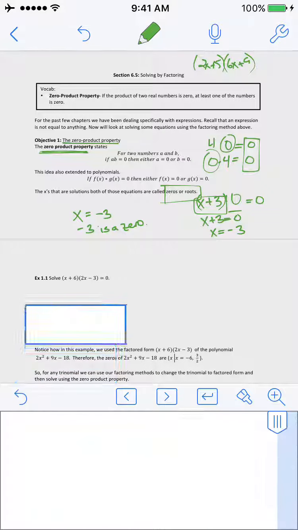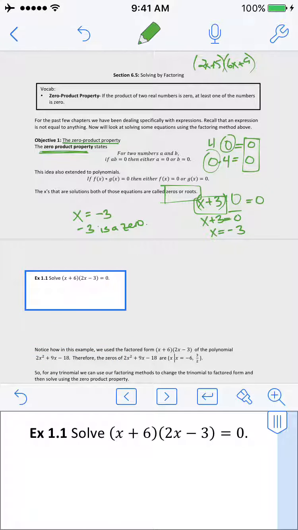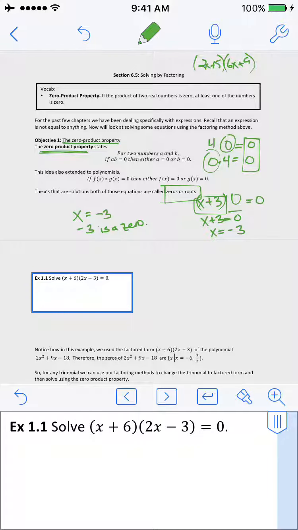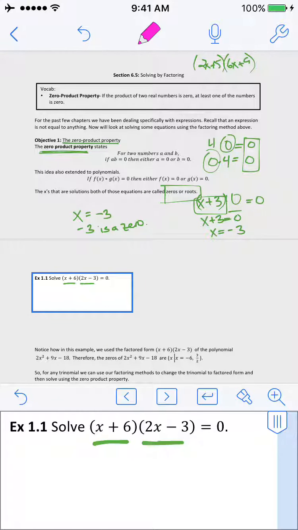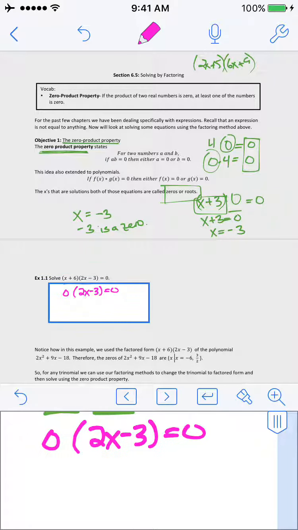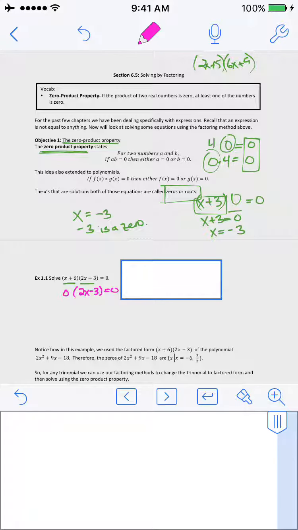So let's try out this zero product property. I have these 2 things being multiplied to equal 0, right? I have an x plus 6 and a 2x minus 3. So since these 2 things are being multiplied, one of them has to be 0, right? Otherwise I'm not going to get a 0. So either it's 0 times 2x minus 3 equals 0, or it's x plus 6 times 0 equals 0, right?